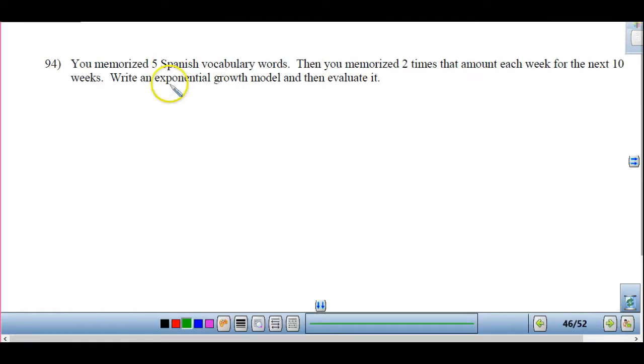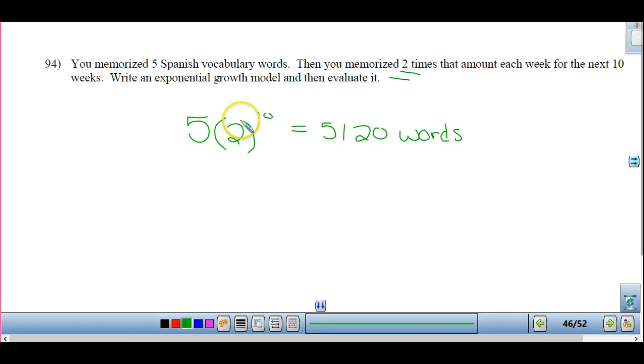Okay, we've got 5 Spanish words. If I memorize 2 times that amount, I'm going to go 2, and then each week for the next 10 weeks, so 10 weeks. So we're going to go 2 to the 10th power. Make sure you hit enter, and then multiply it by 5, and we've got 5,120 words that we just memorized by just starting with 5 of them.